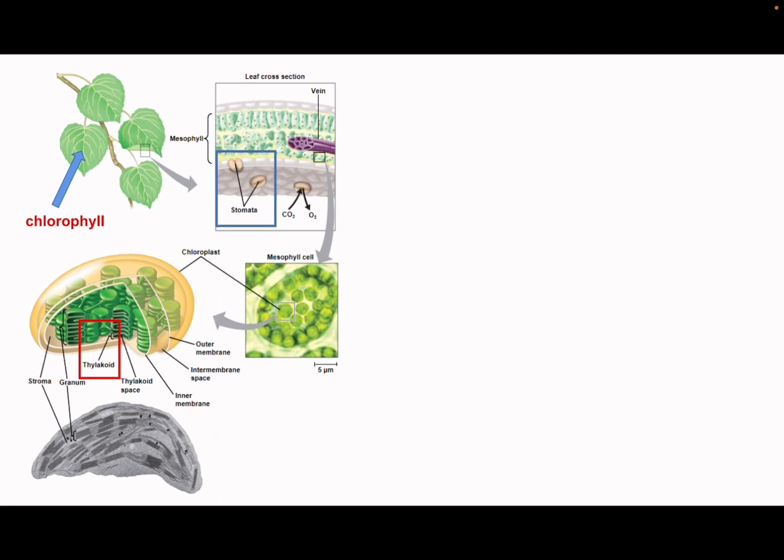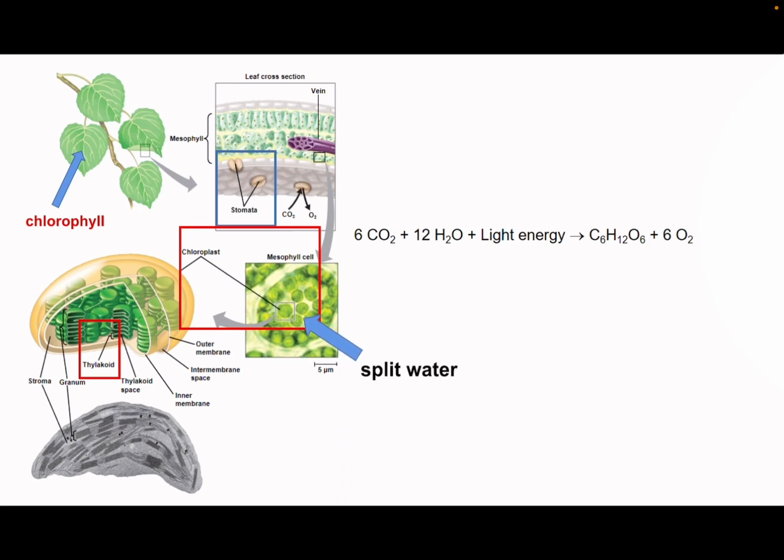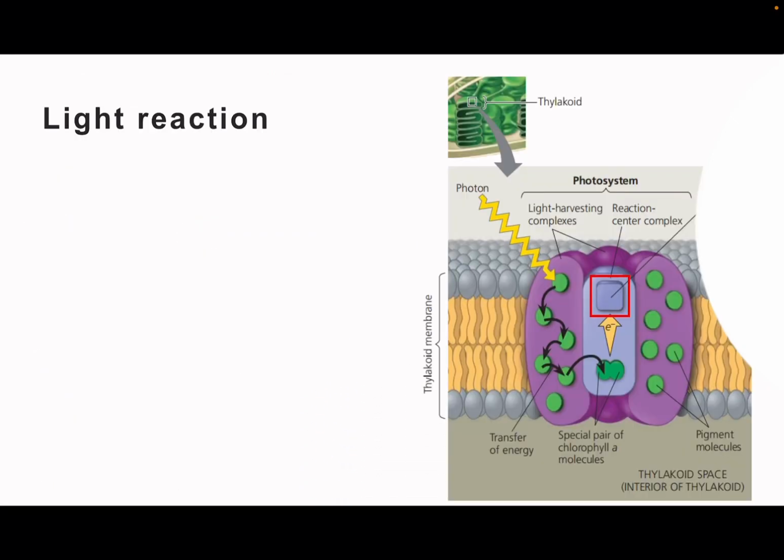Photosynthesis can be summarized as the following equation. The reactants are carbon dioxide, water, and light energy, and the products are glucose and oxygen. Chloroplasts split water into hydrogen and oxygen, incorporating the electrons of hydrogen into sugar molecules. Photosynthesis consists of two stages, the light reactions and the Calvin cycle.